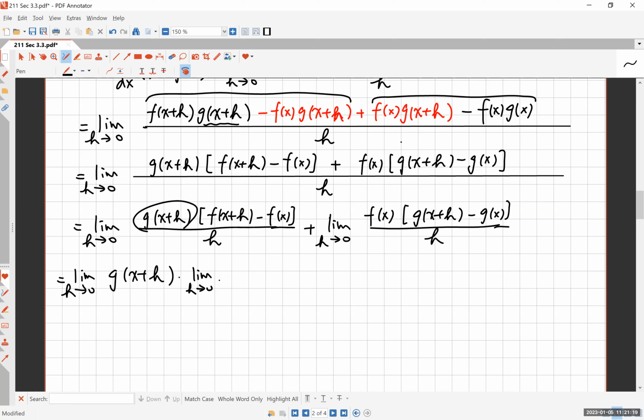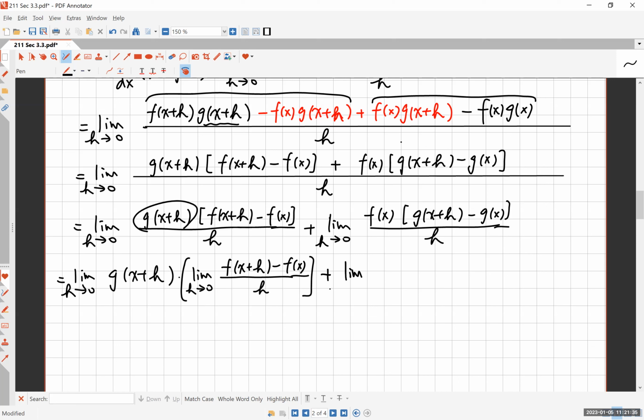So I am going to just go ahead and write this. And this part should look really familiar. It's the limit of f of x plus h minus f of x over h, right? You know the name for this. This is exactly what the derivative of f is.